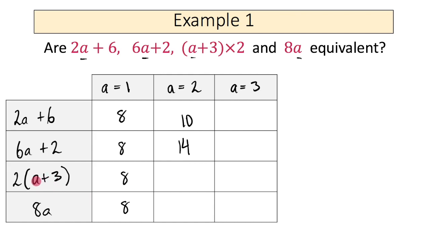Now we're going to put 2 in here. So I'm going to get 2 plus 3 is 5. Remembering I'm doing BODMAS, I'm doing what's inside my brackets first. 2 plus 3 is 5. 5 times 2 is 10. Okay, these two look promising.